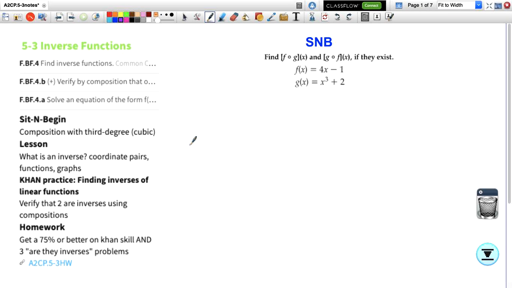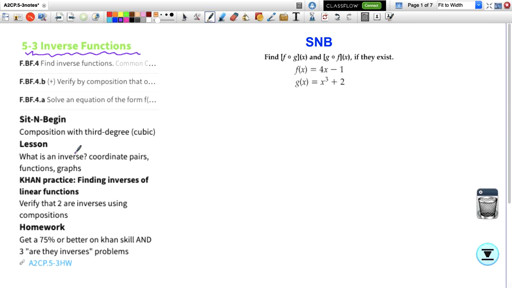Hey folks, Mrs. White here, coming at ya from my living room like normal during nap time, ready to teach you a little bit about inverse functions. So today we are starting with section 5.3, and we're going to be talking about inverse functions.